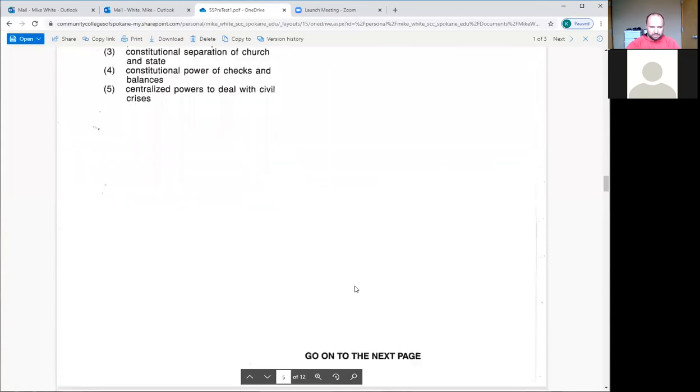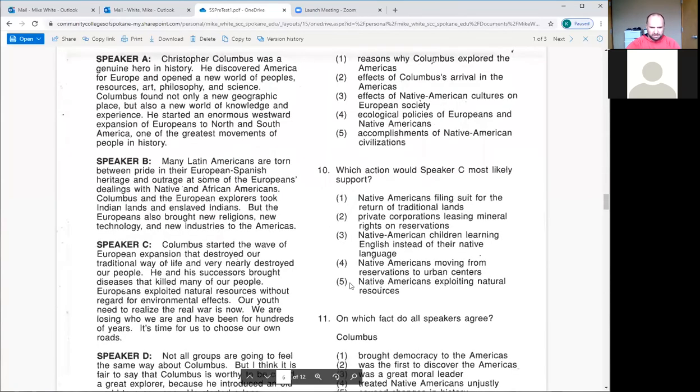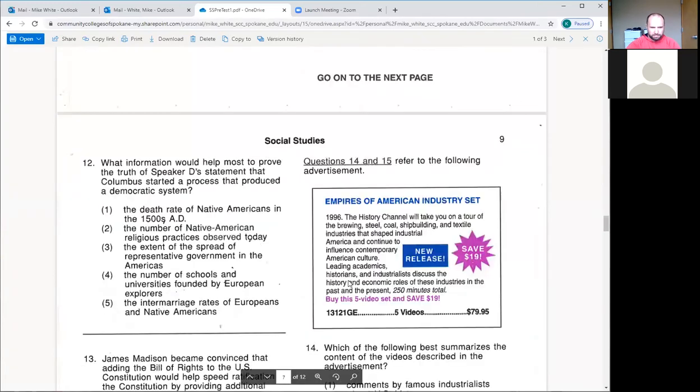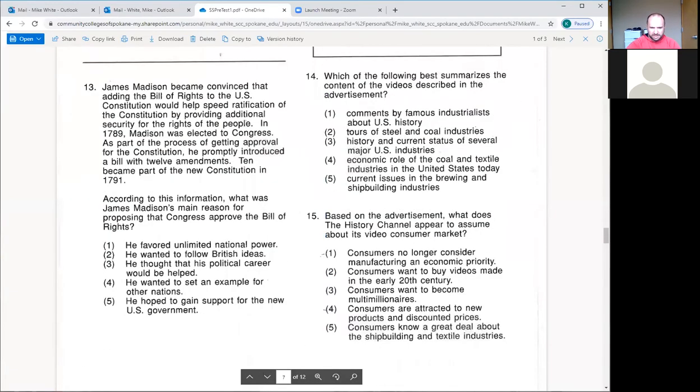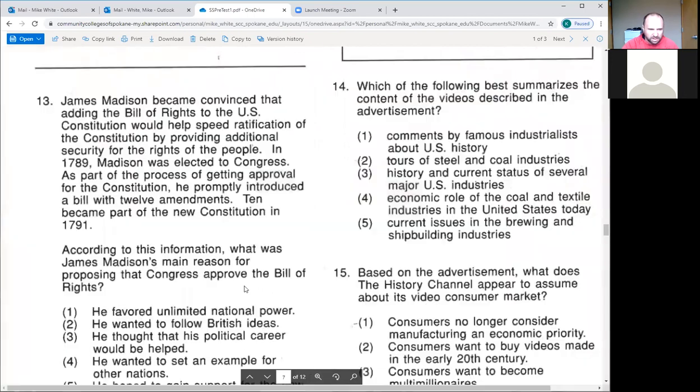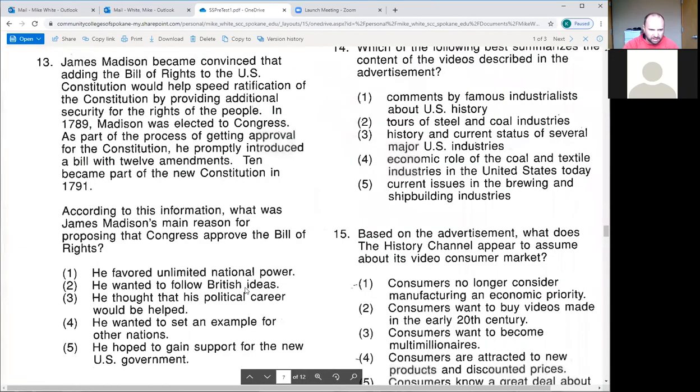Let me skip down and go to the next government-related question over here, number 13. Okay, so let's look at 13. And again, if you want to read it by yourself and answer it on your own, feel free to mute me and read through it.